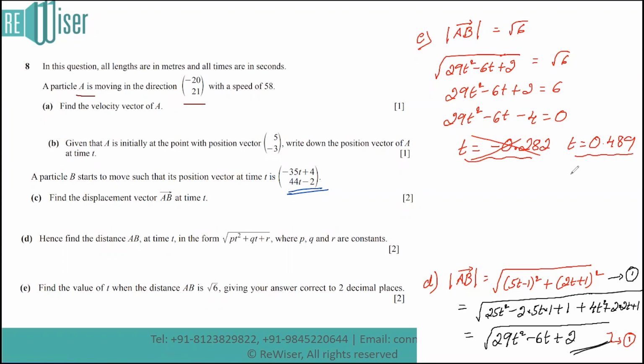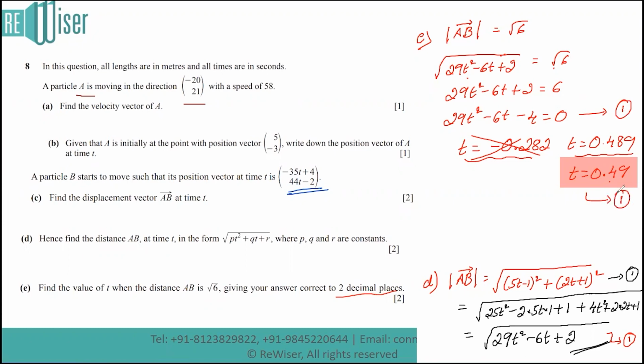Especially here, they have specified correct to two decimal places, so we have to give the answer in two decimal places. So that's going to be time equals 0.49. Two decimal places means after the decimal point, there should be exactly two digits. And this is the final answer. The distribution for this one would go something like this. First of all, figuring out that it is equal to square root of 6 and getting the quadratic equation correct carries 1 mark, and getting the final answer correct carries another mark.